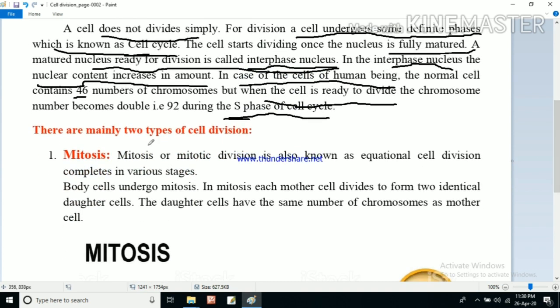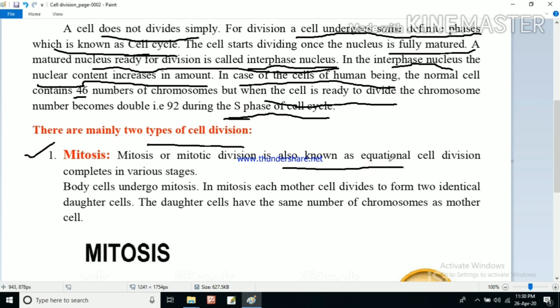There are mainly two types of cell division. One is mitosis and another one is meiosis. First we will discuss mitosis, and in the later part we will discuss meiosis. Mitosis, or mitotic division, is also known as equational cell division. So write this down: mitosis is also known as equational cell division.